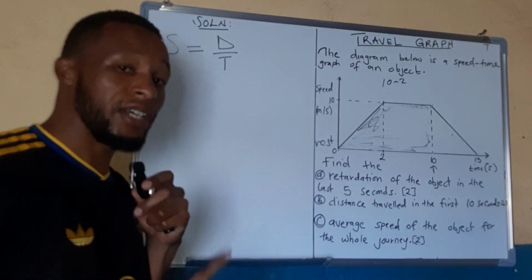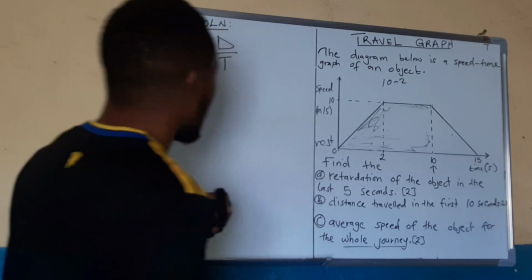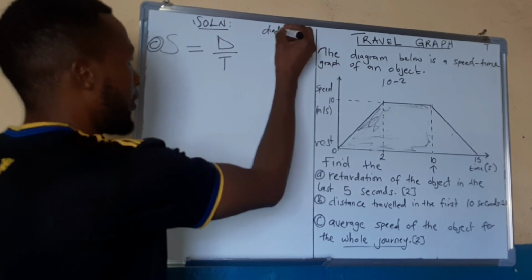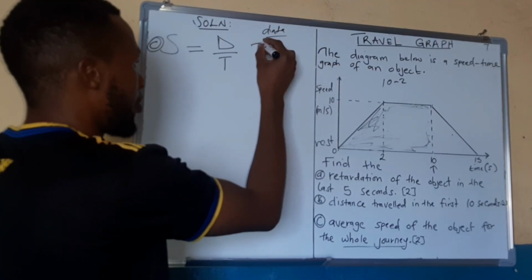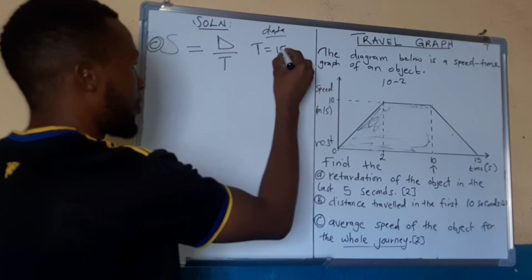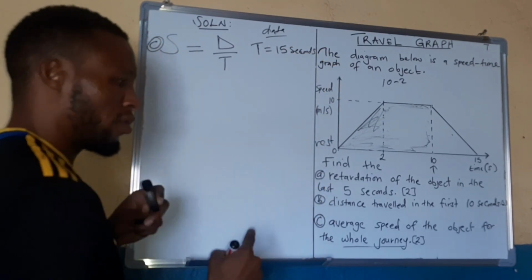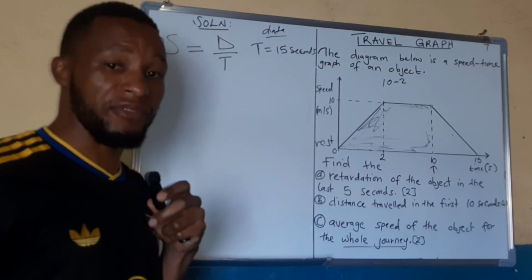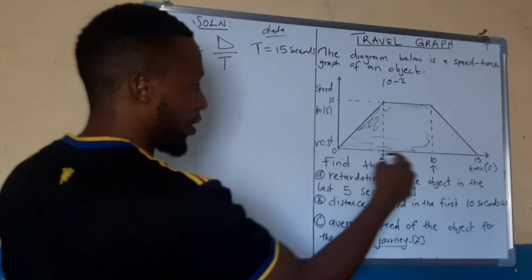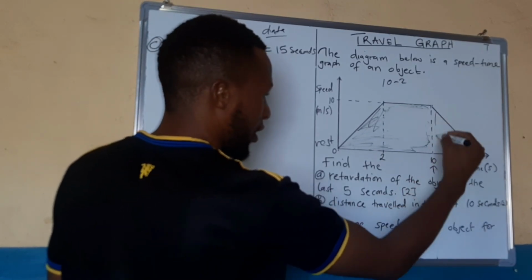No, but average speed. So average speed for the whole journey, meaning we need total distance, we also need total time. On the data, total distance, total time we have, the total time is what? 15. So 15 seconds. But on the total distance, we do not have the complete value. What we calculated in the B question was the distance from here up to 10. Okay, but we don't have the value now for this part here.